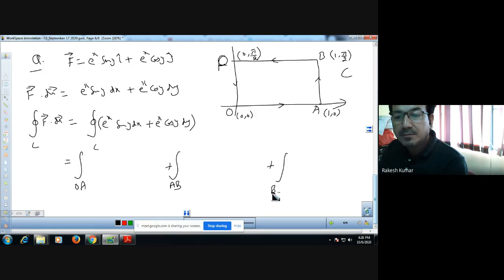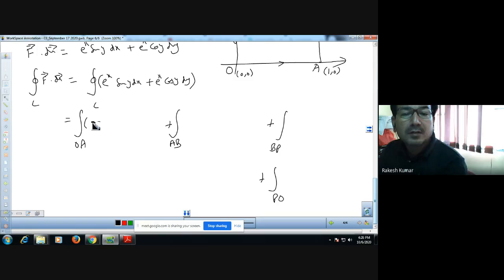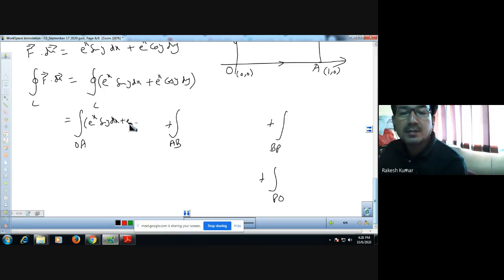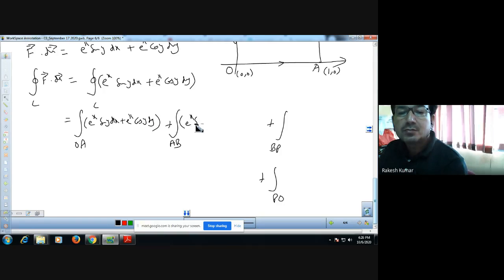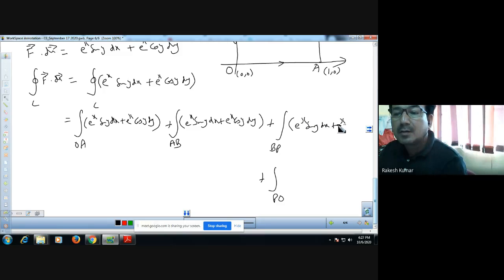Then we have BP, and the last one is PO. So the value will be written as it is: e power x sin y dx plus e power x cos y dy, in each of these fields.